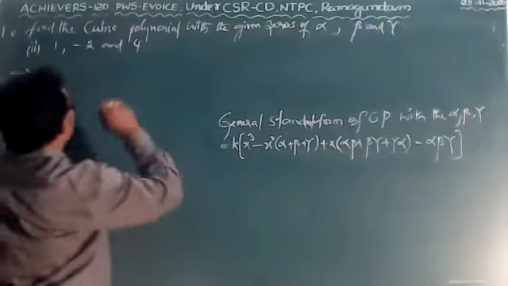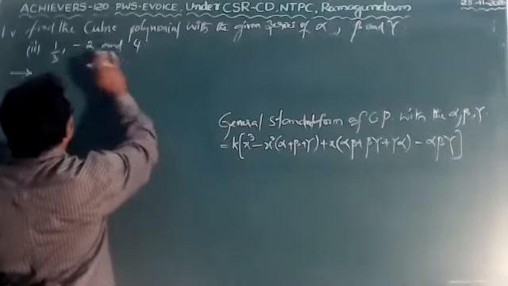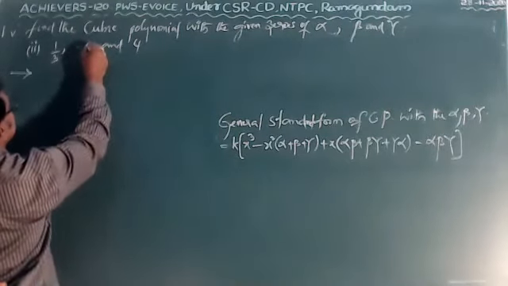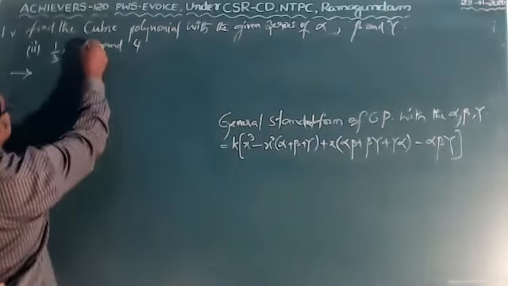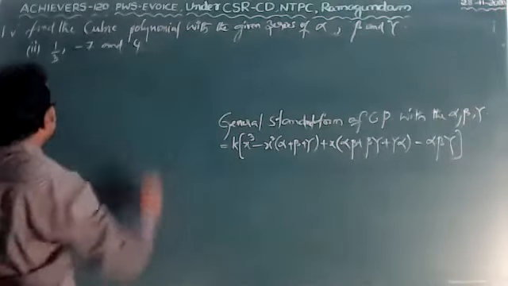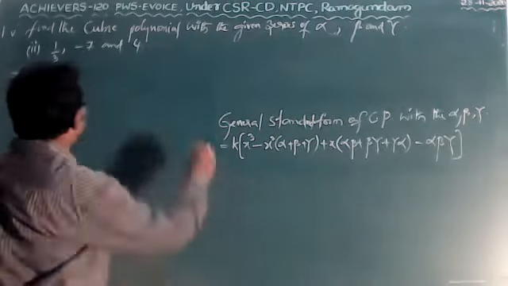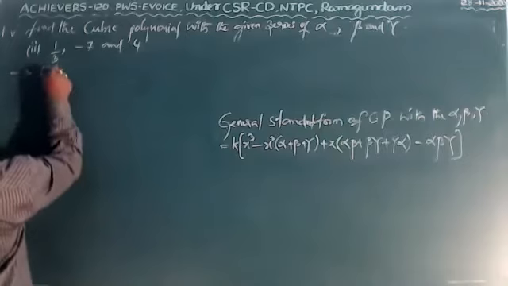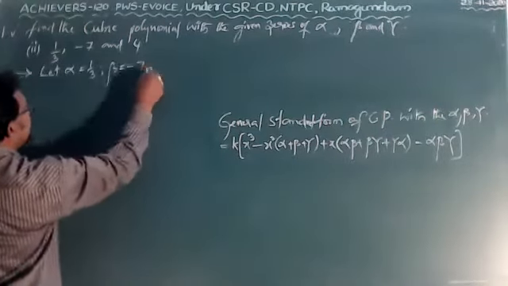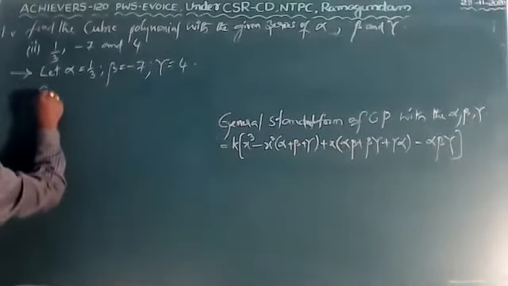Second one, from the cubic polynomial: 1/3, minus 7, with the 4. Okay, same numbers. We will see this one very quickly. So, let alpha is equal to 1/3, beta is equal to -7, and gamma is equal to 4. What you have to do?